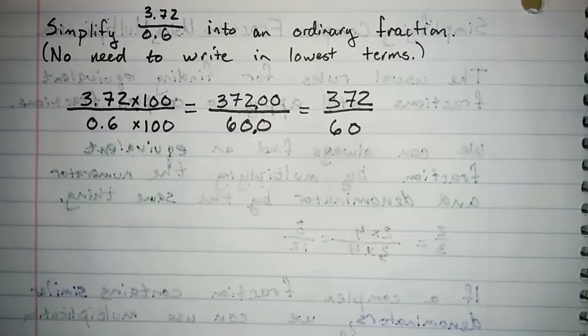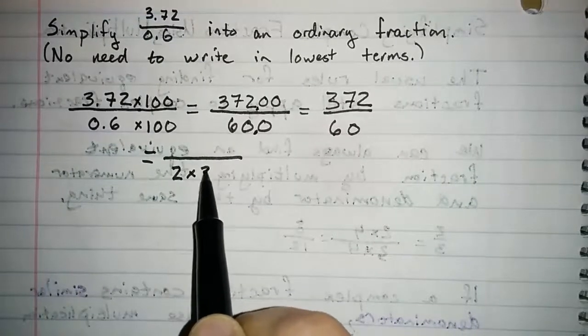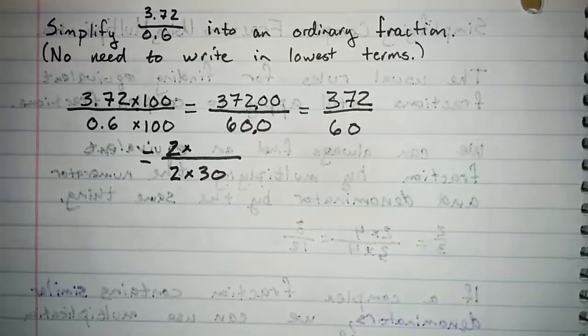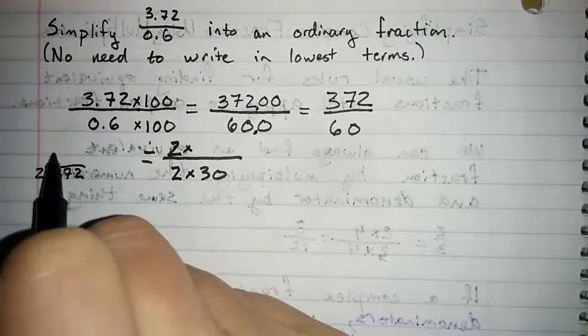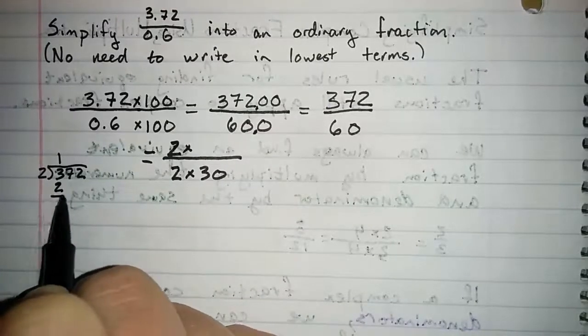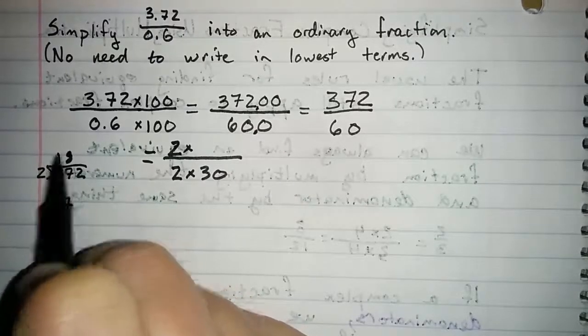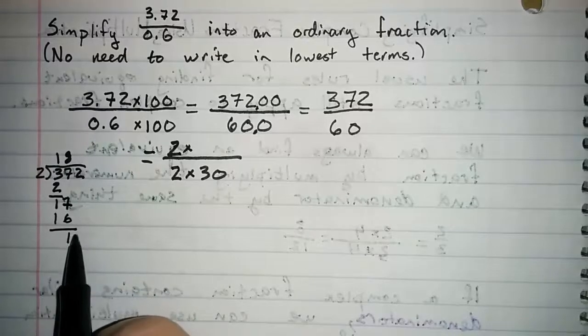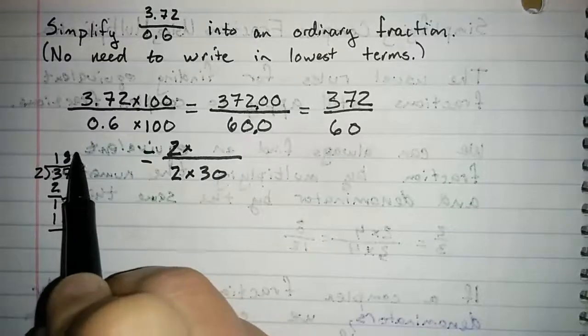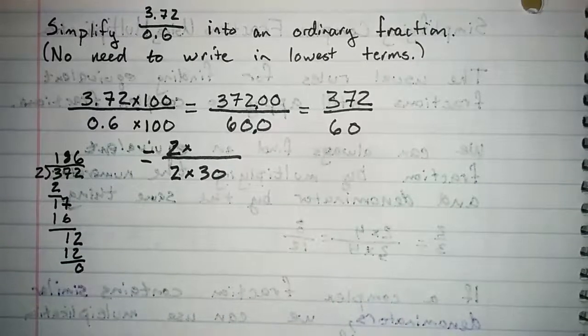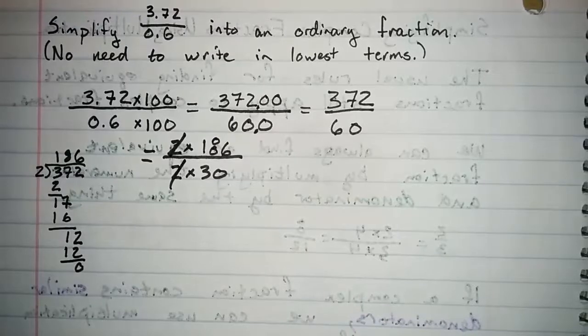Maybe you went ahead and simplified this. If you did, maybe you saw that 2 is a common factor right away. 60 is 2 times 30, of course. 372 is 2 times... I sure don't know off the top of my head. Shall we divide? Let's divide. 2 goes into 3 once. It goes into 17 8 times. It goes into 12 6 times. So we can cancel the common 2's.